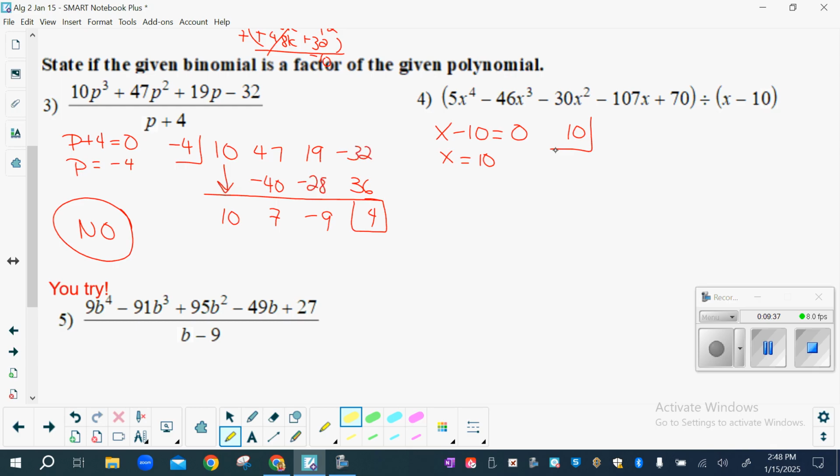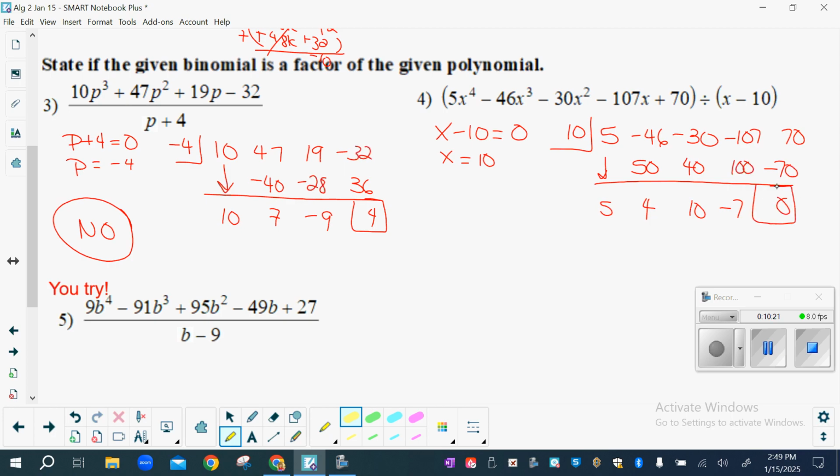So now we're going to use our coefficients: 5, -46, -30, -107, and 70. And then we do what with the 5? Bring it down. That gives us 5. 10 times 5 is 50. Add 4. 10 times 4, 40. Add, and that's 10. 10 times 10 is 100. Adds to negative 7. 10 times negative 7 is negative 70.